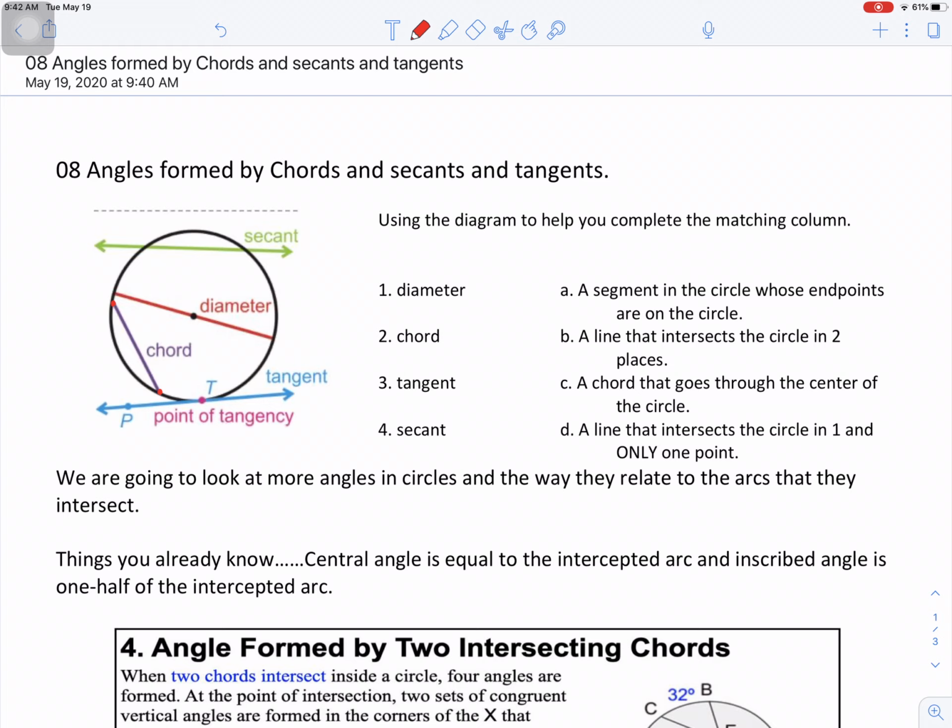The largest chord is actually a diameter. A diameter is the largest that a chord could be. So a diameter is a special kind of chord. But chords could be very small or very large, etc.